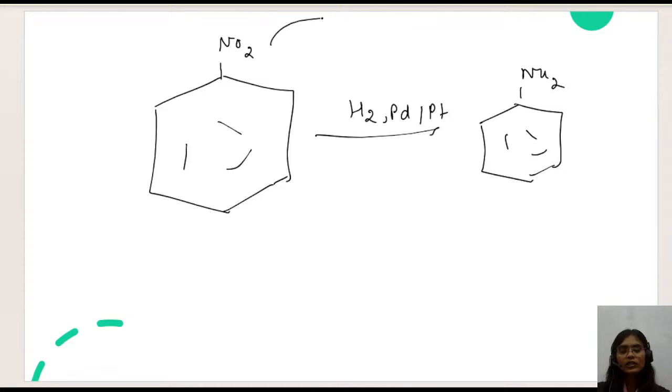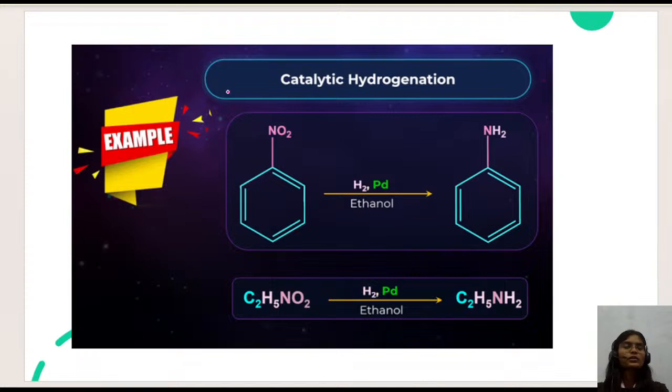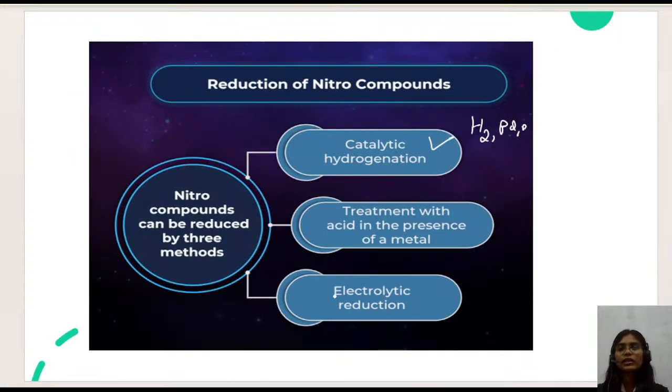So what is this? This is reduction. Why is this a reduction? If you observe, two oxygen, now zero oxygen. So loss of oxygen and gain of hydrogen. Here zero hydrogen and now it has become two hydrogen. So it's simply a reduction going on. So that is preparation number one. Observe that you can use H2 with Pd, for aromatic, and this is for aliphatic. This is catalytic hydrogenation. Now let's talk about the second point, the treatment of nitro compound with acid in the presence of some metals. Let's see how.